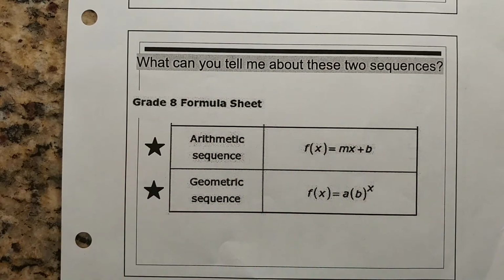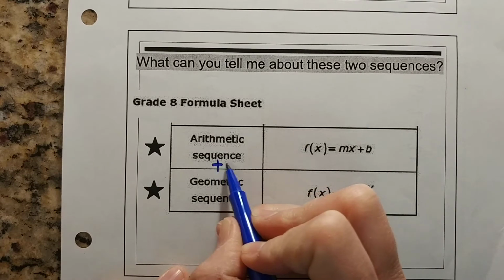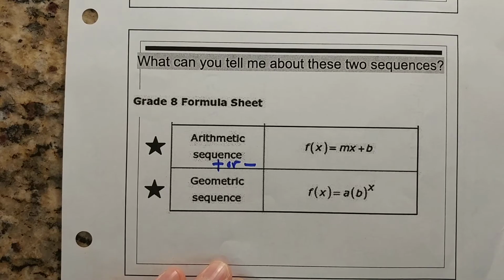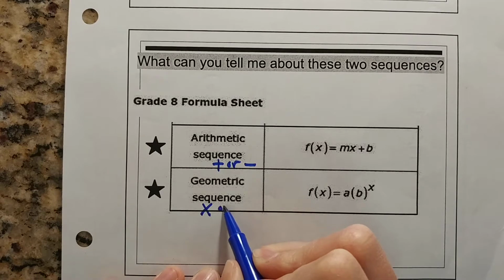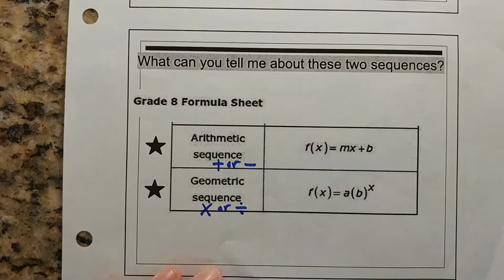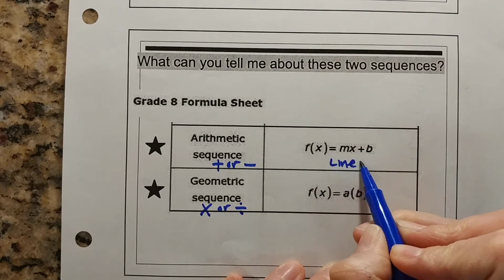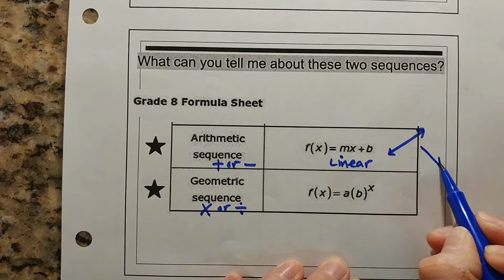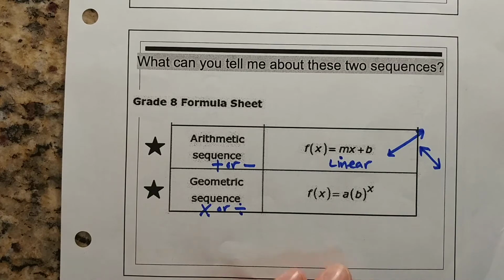If you were taking your MCA test, what might you write on the formula sheet? Maybe you'd want to add that an arithmetic sequence is adding or subtracting. The pattern has to be a constant add or subtract to be arithmetic. A geometric sequence would be a constant multiply or divide pattern. We also talked about here that this is a linear function and that it makes a straight line. So the line could have a positive slope, a negative slope. It could have a zero or undefined slope as well.